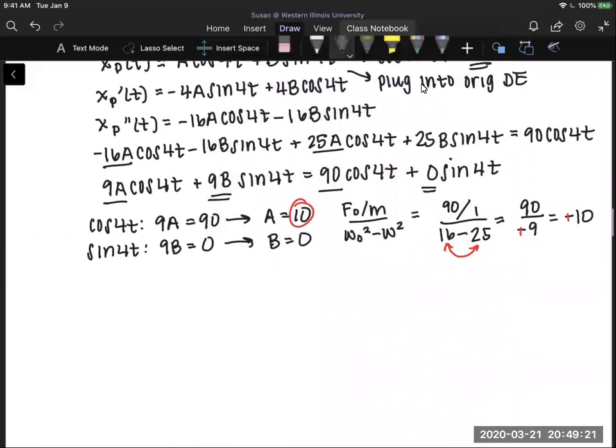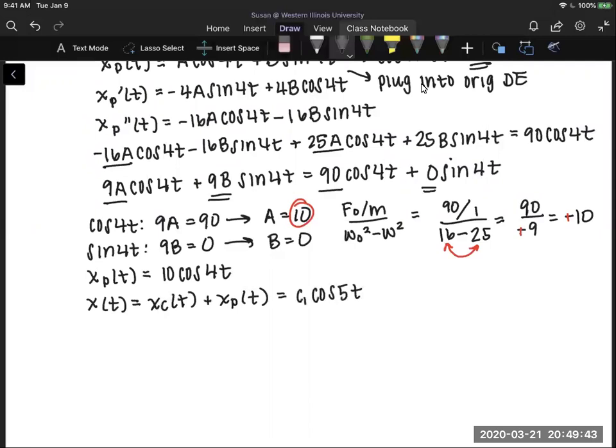All right, so now what we have just determined is our particular function is 10 cosine of 4t. Now for the general solution, we want to take the complementary function and add it to the particular solution. So that is C1 cosine 5t plus C2 sine 5t. And then adding on what we just found for our particular is a 10 cosine 4t. All right, we're not done yet. We need to now solve for these coefficients.